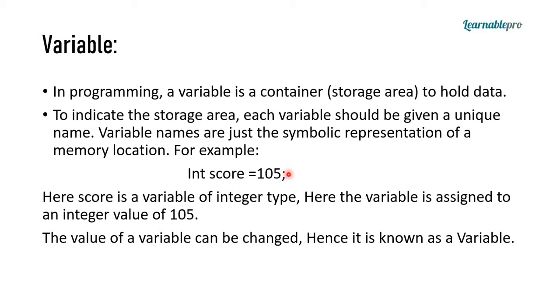Sometimes both can be used together in a single line of code. As you can see here, int score = 105 has both variable definition and variable declaration. Or else we can also write them as int score; and score = 105; in two different lines of code.